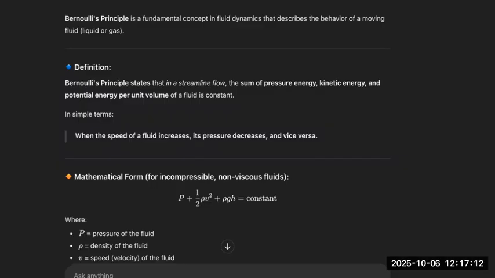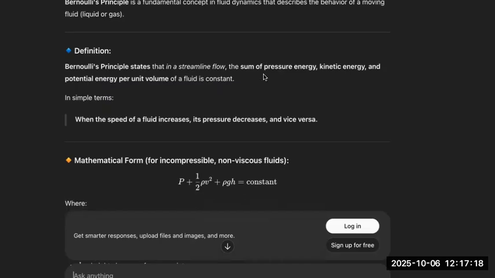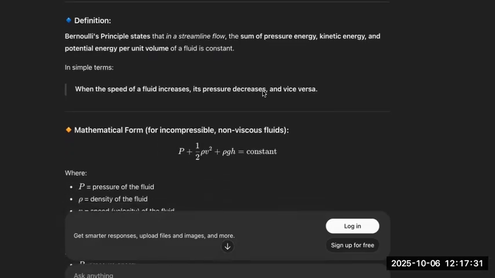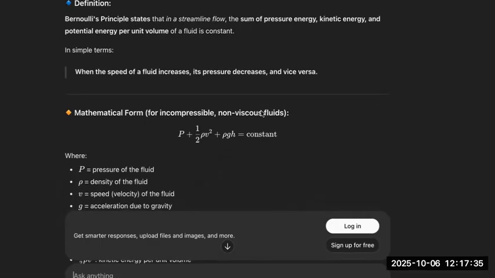So Bernoulli's principle is a fundamental concept in fluid dynamics that describes the behavior of a moving fluid, either liquid or gas. And Bernoulli's principle states that in a streamline flow, the sum of pressure energy, kinetic energy, and potential energy per unit volume of a fluid is constant. In simple terms, when the speed of a fluid increases, its pressure decreases, and vice versa.